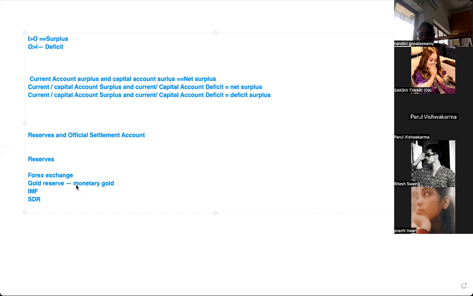On the other hand, if it is demonetization of gold, what will happen? In the current account there is an outflow where they are going to purchase monetary gold, and then there is going to be an inflow in your reserves and official settlement. How? Are you all following? So that is how this account works.